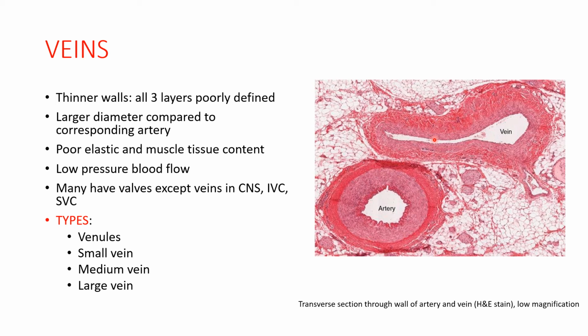Exceptions, that is the veins that do not have valves, include the veins in the central nervous system, the inferior vena cava and the superior vena cava. On the basis of size, the veins have been classified as venules, small vein, medium vein and large vein. Let's discuss them in detail.